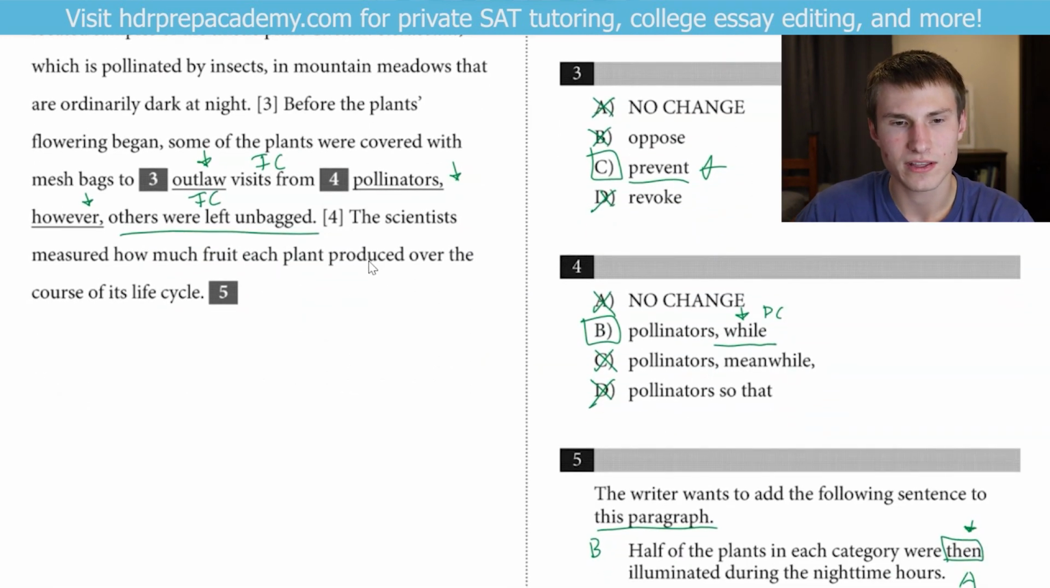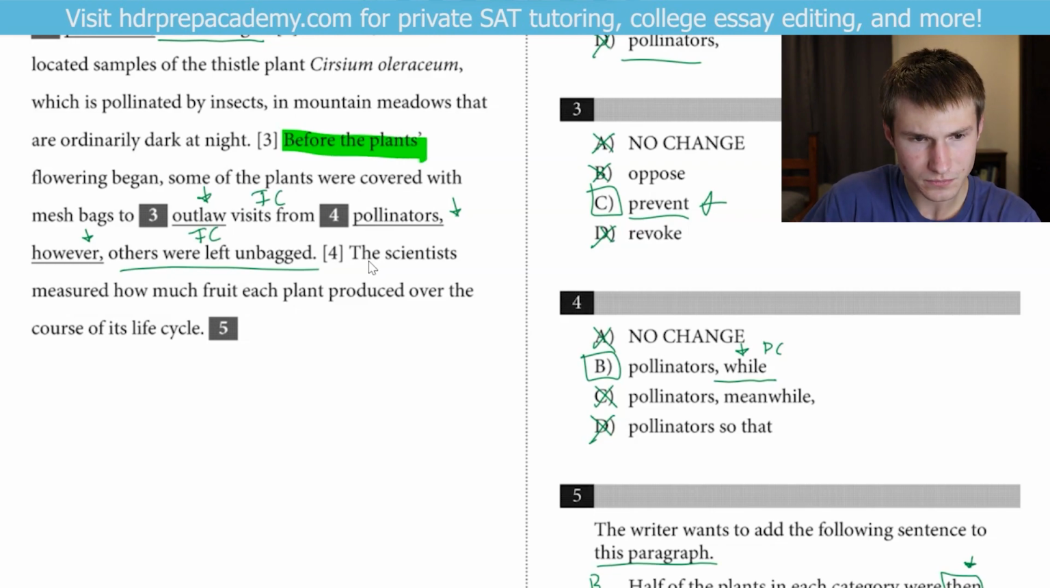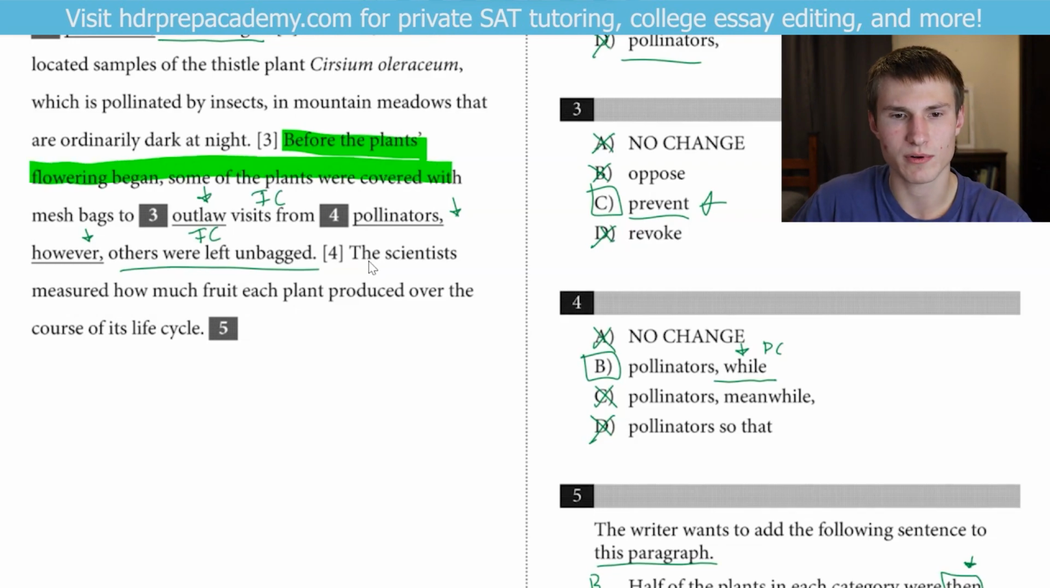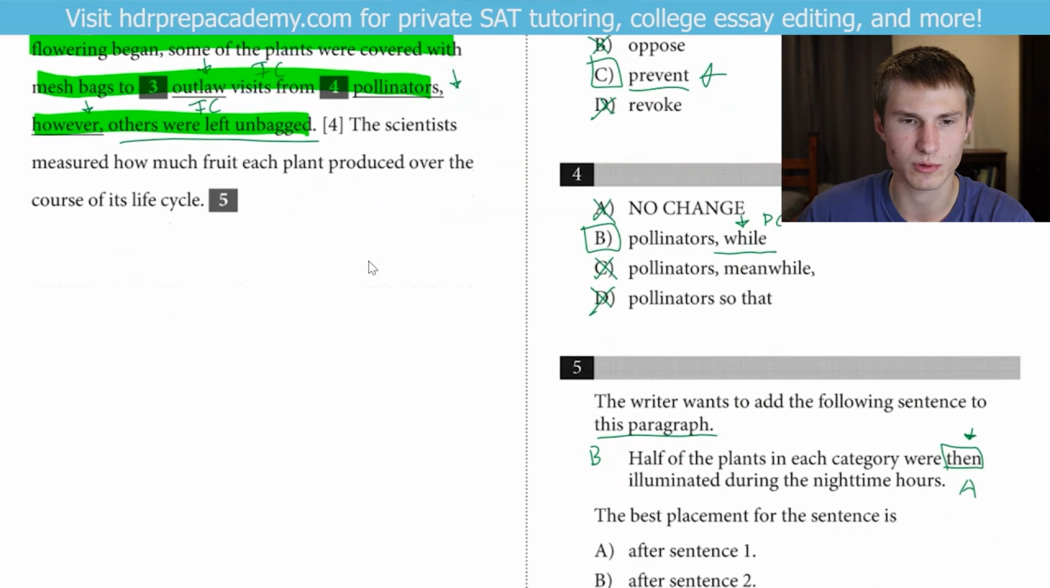All right, next thing that we need to notice, right? We just described the first part of our experiment in sentence 3, okay? So I'm going to go ahead and highlight that because we need to point this out because this is very important, right? We discussed the first part. We have some of the plants were covered with mesh bags to prevent visits from pollinators. However, obviously, while others were left unbagged.